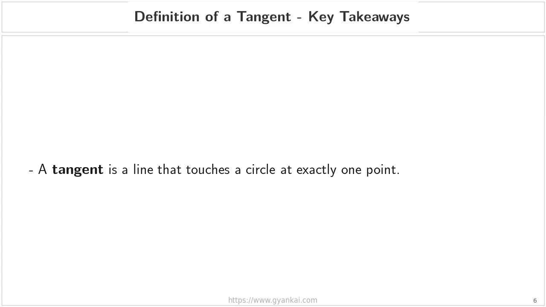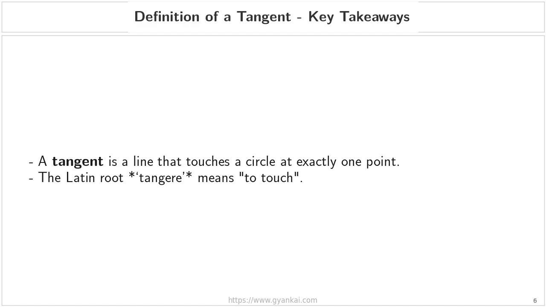Definition of a tangent. Key takeaways. First and foremost, remember the core definition. A tangent is a straight line that touches a circle at exactly one single point. It doesn't cut through the circle, it just grazes the edge. To help you remember this, keep that Latin root in mind which we discussed earlier, tangere, which literally means to touch. If you remember that word, you'll never forget the behavior of the line.